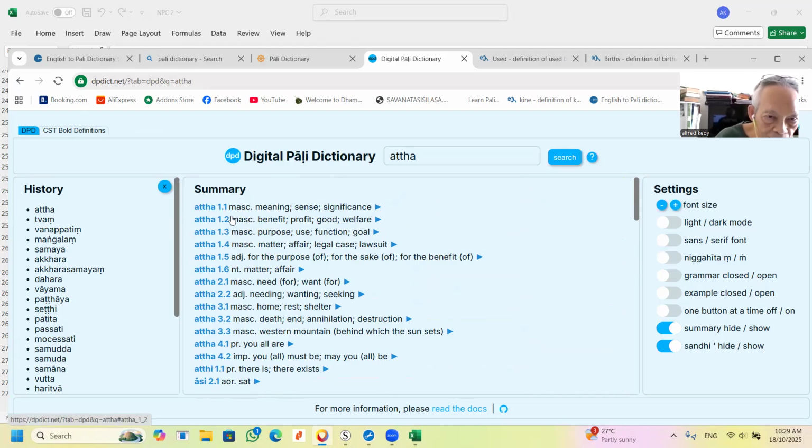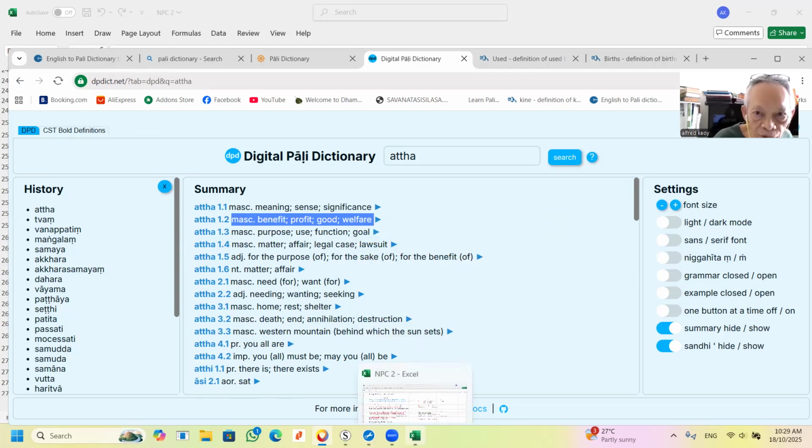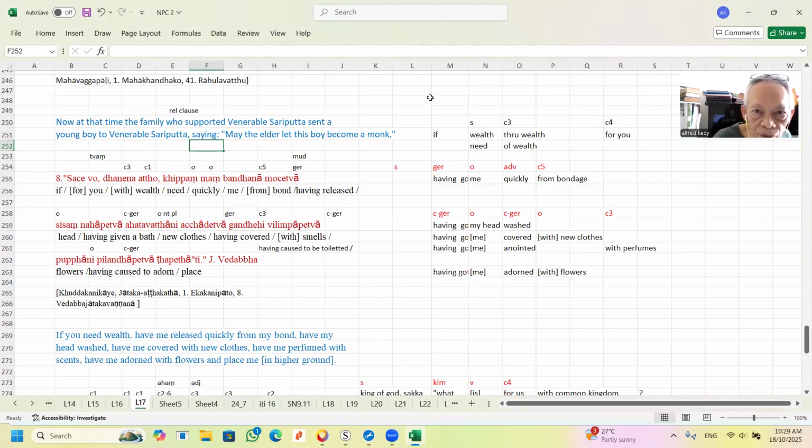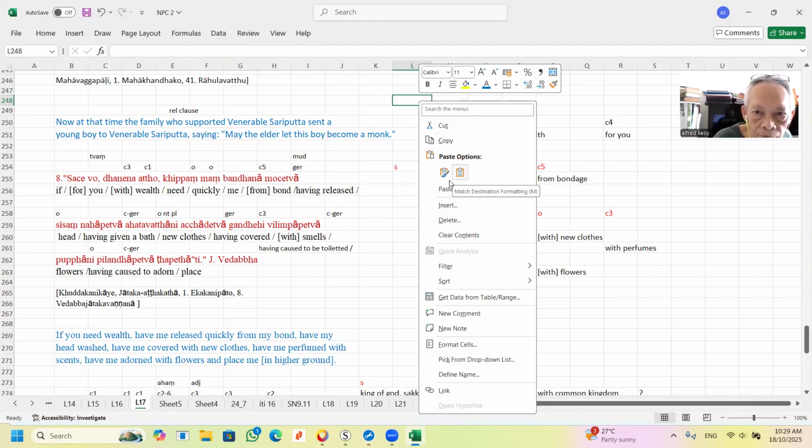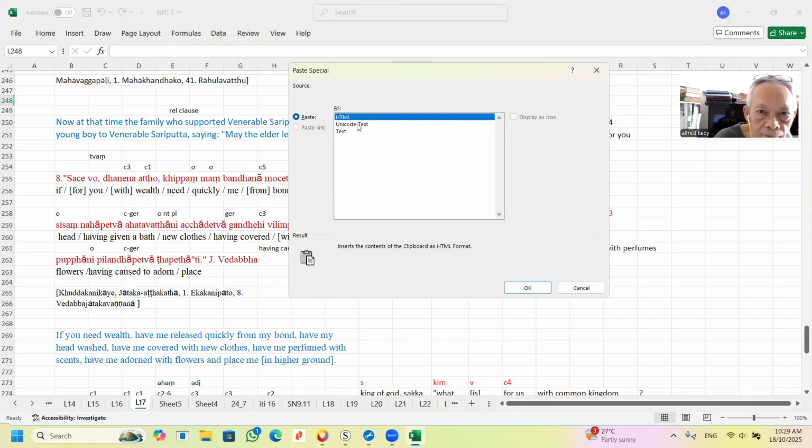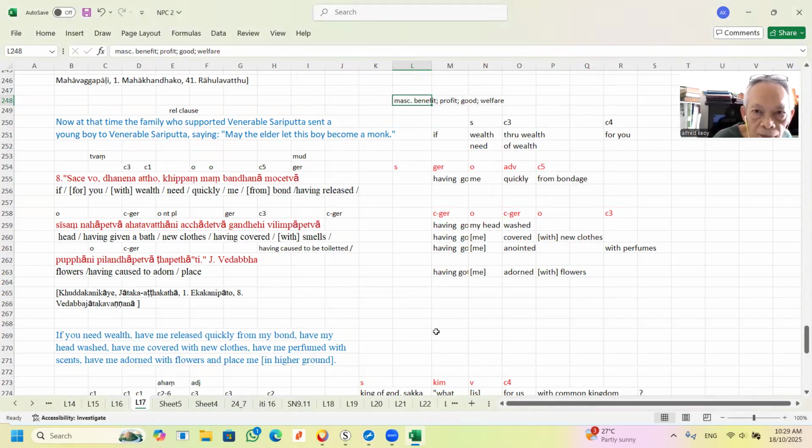1.2. Fall under 1.2. All right. So this is somewhere here. So if, okay, can you see here? Now this one, this is the subject. This is the subject. So it means if wealth, profit or benefit or welfare.